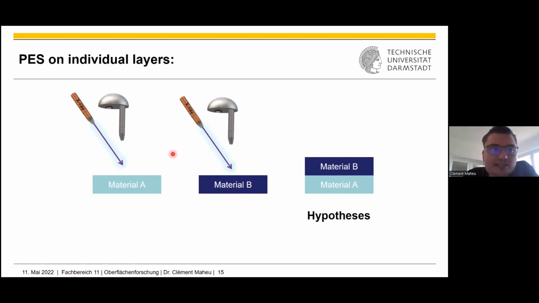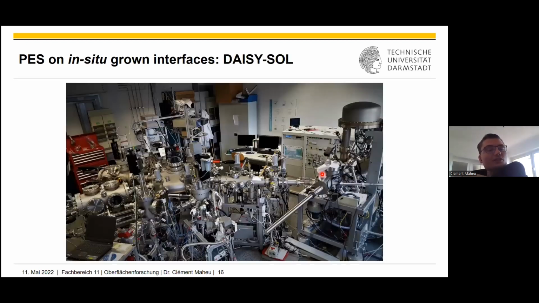So as I said, this is the most common technique and the easiest one. Everybody can use it as long as you have access to an XPS machine. But the main drawback is that then you need to do some hypothesis to what is happening at the interface. And if, for instance, you have some chemical reaction at the interface, then the interface energetics are completely different. So to do that, you have another strategy, which is basically to grow some interface directly in a machine and to analyze it with photoelectron spectroscopy.